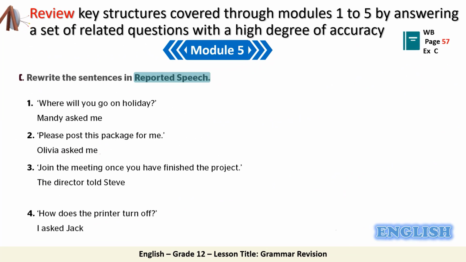Now we go back again to the workbook to do activity C, page 57. You are asked to rewrite the sentences in reported speech. You are provided with the beginning of the reported sentence, and your task is to complete it. So please pause this video here for a while and report the first 4 sentences.